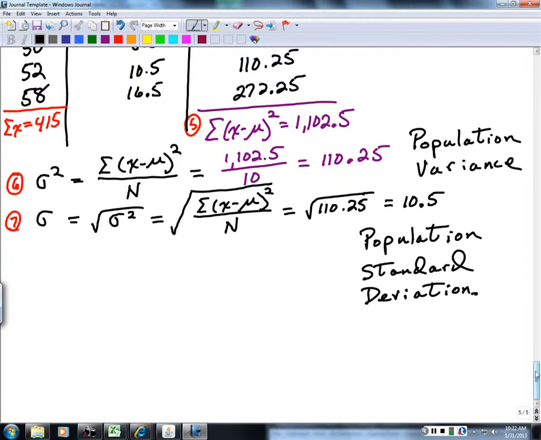Okay, now, let's finish what we're doing here. Because now that we've done this, we want to go ahead and talk about sample variance and sample standard deviation. They are different. The formulas are different. Not much, but they are different.